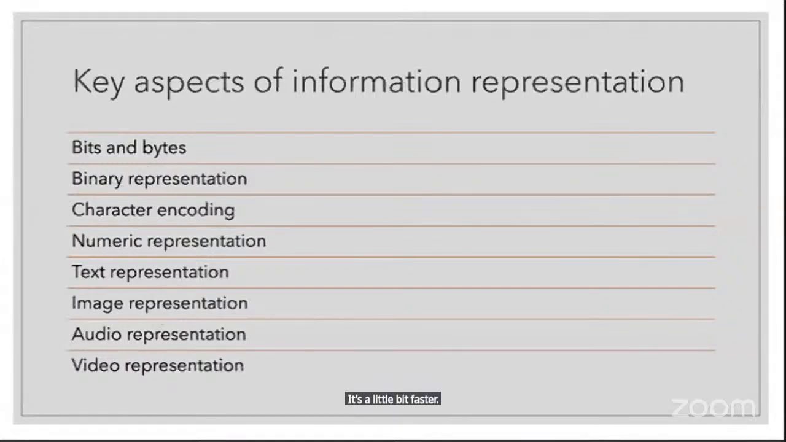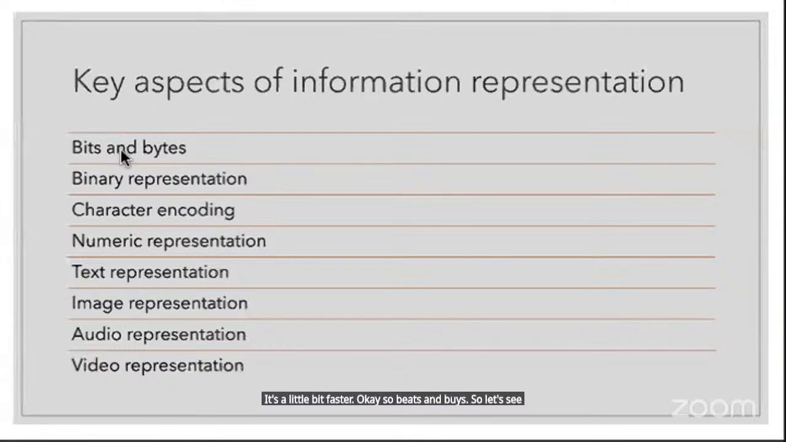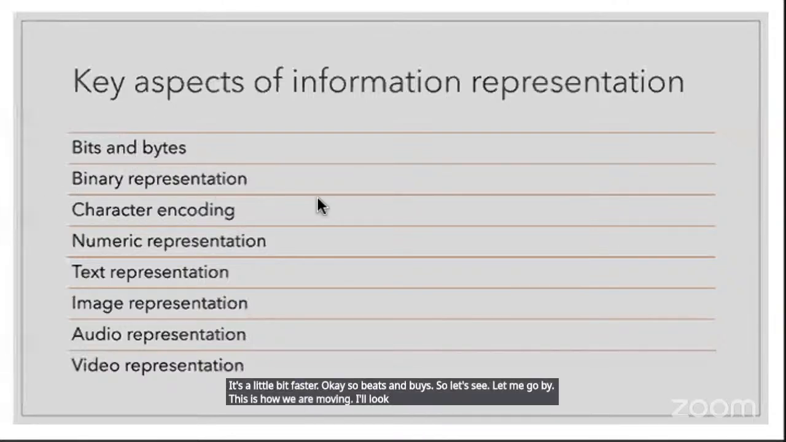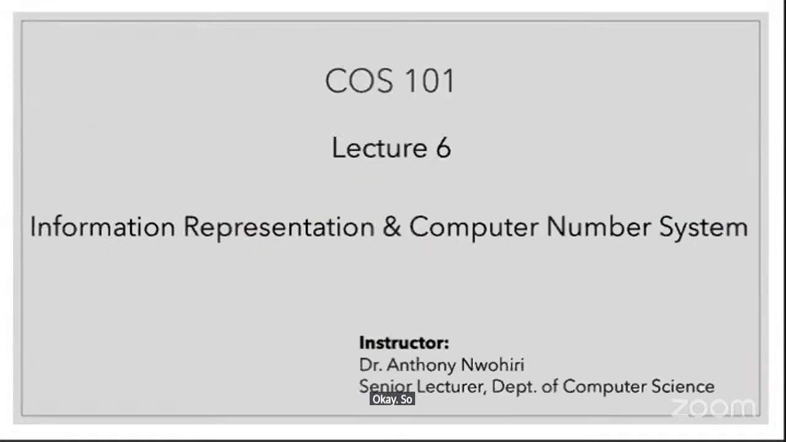Okay, so bits and bytes. So let's see, let me go back. This is how we are moving. I will look at bits and bytes. Next, I will look at binary representation. Next, I will look at character encoding, and we will be moving that way. Okay. So information representation, I say it again.